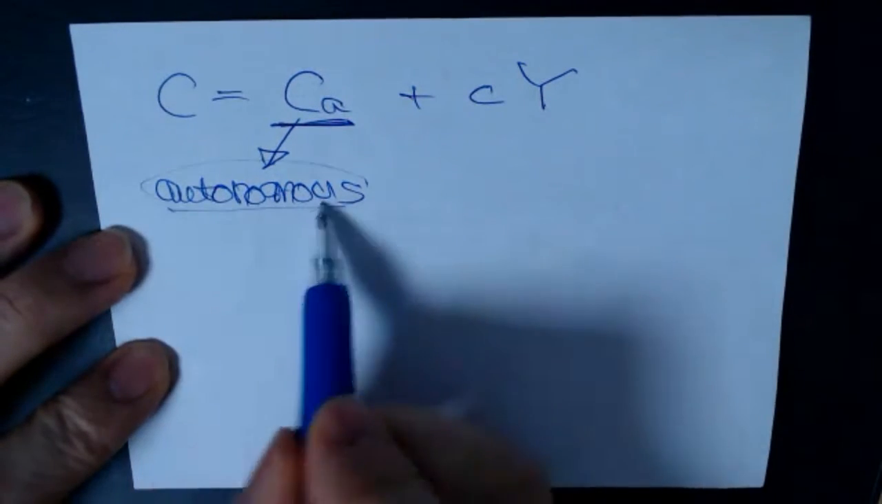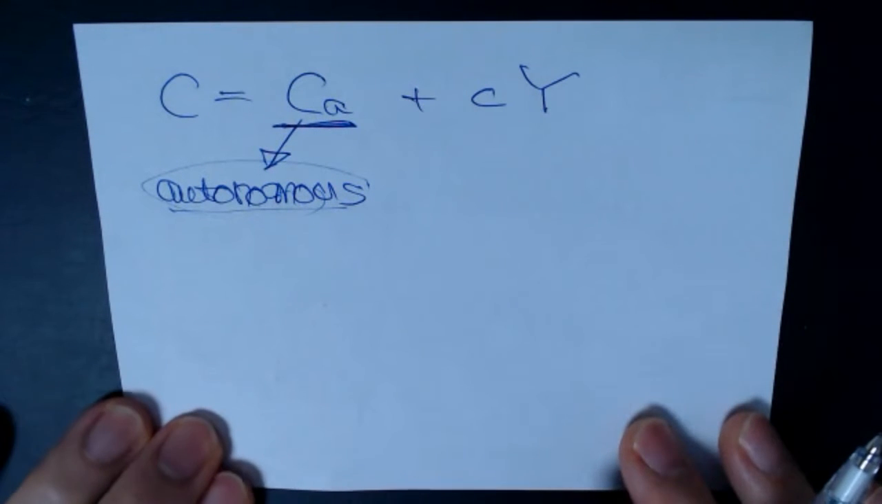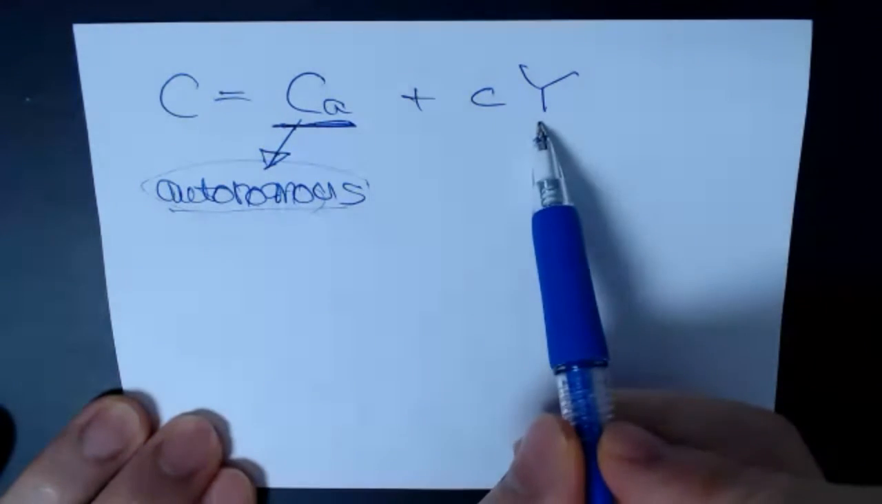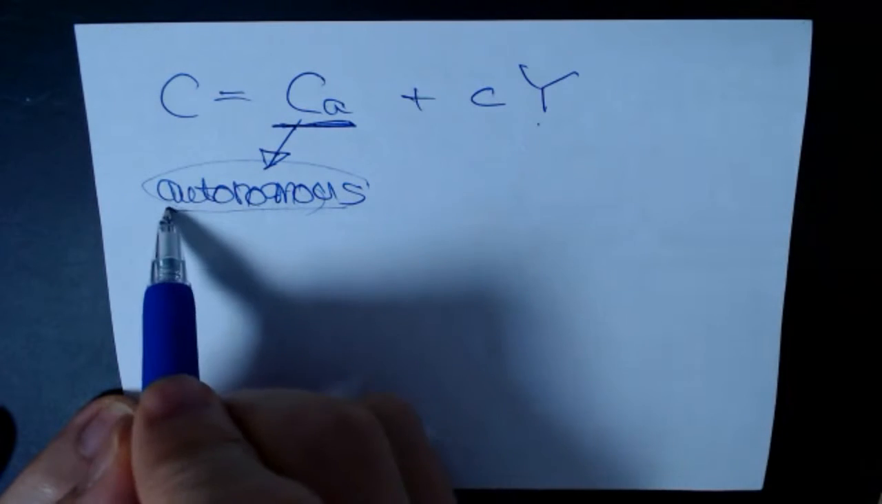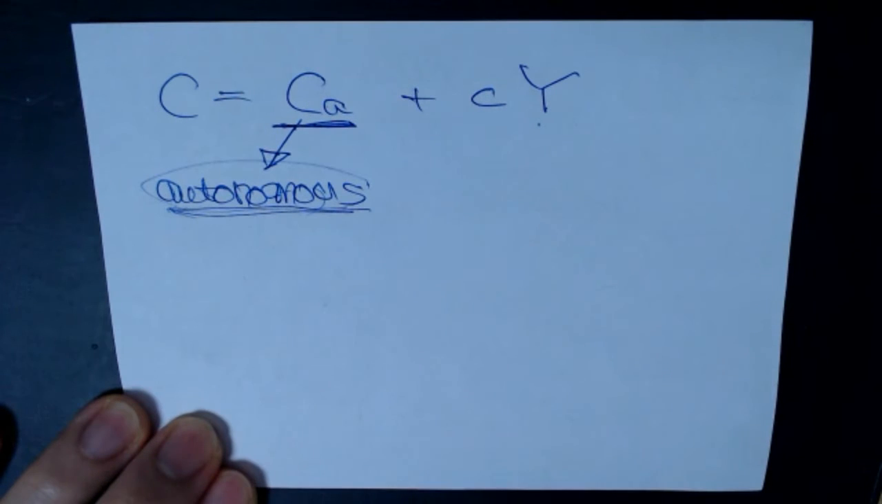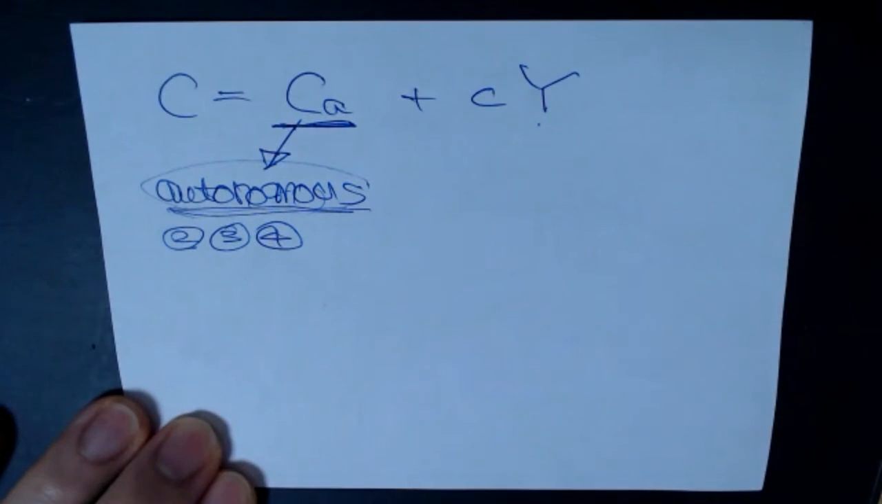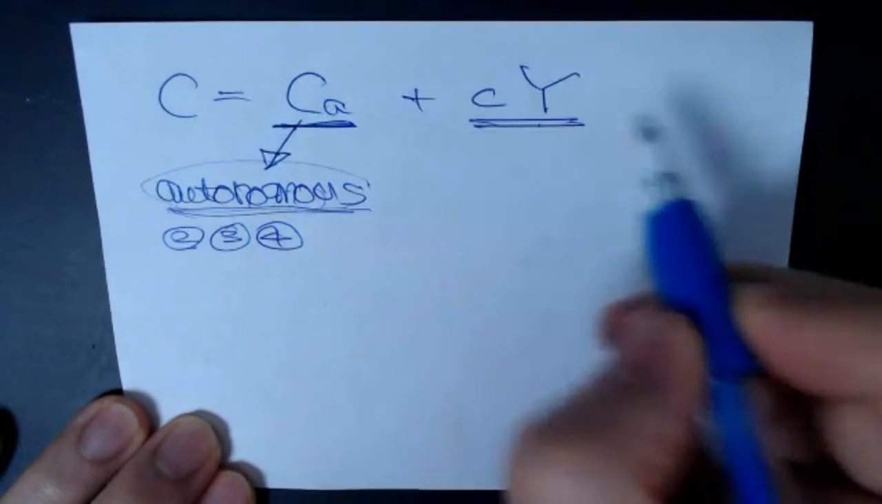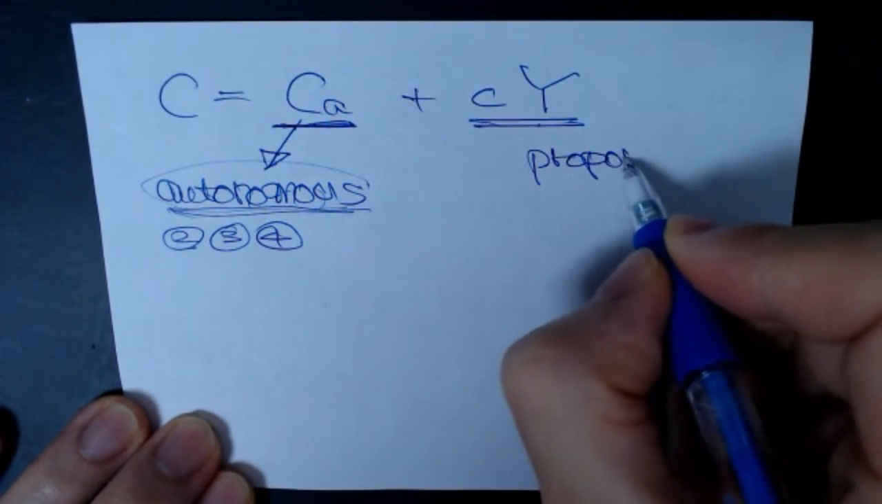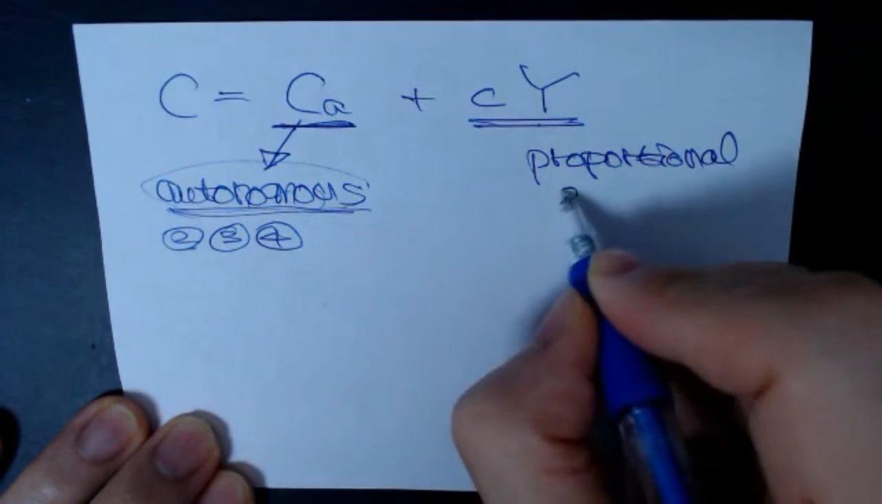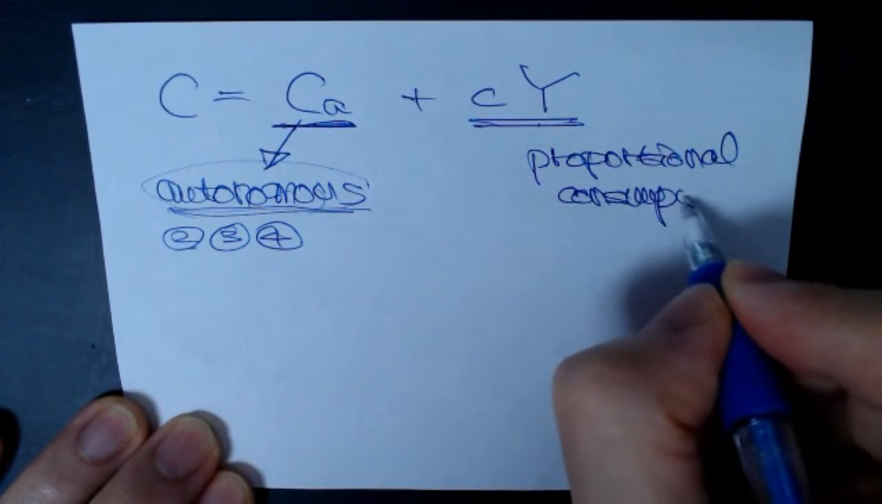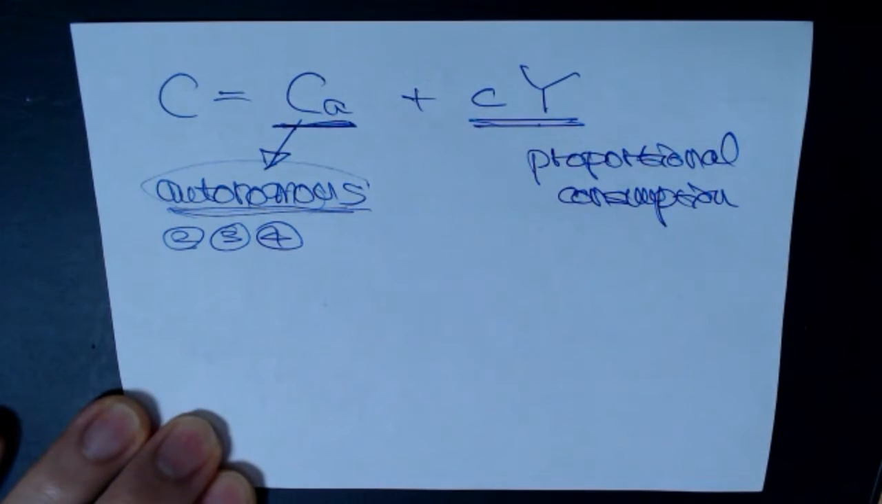Why do we call it autonomous? Autonomous has a meaning of independent of. So this amount of consumption is independent of income. That's what we call autonomous: factor 2, factor 3, factor 4. And this part we call proportional consumption. Proportional to what? Proportional to national income. So this one is about factor number 1.